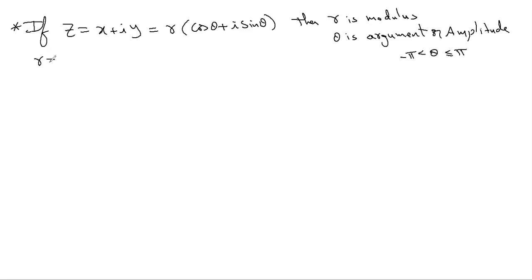If it is in the form of x plus iy, you can directly get r equal to root of x square plus y square. And for theta, in descriptive questions you equate them into two equations and then solve them. In objective questions, we can directly use this formula: tan inverse mod y by x, if z belongs to the first quadrant.